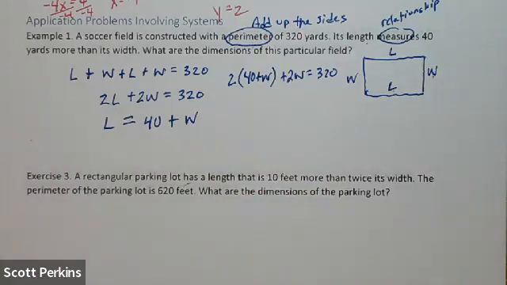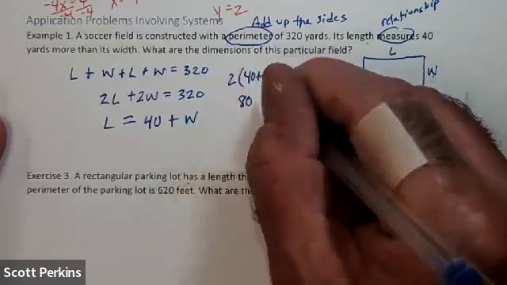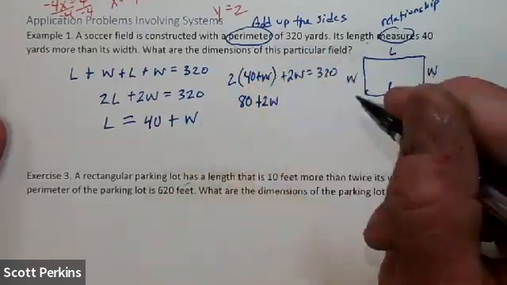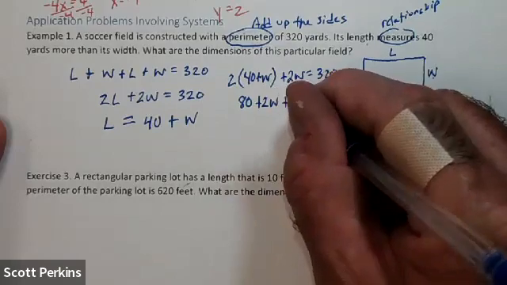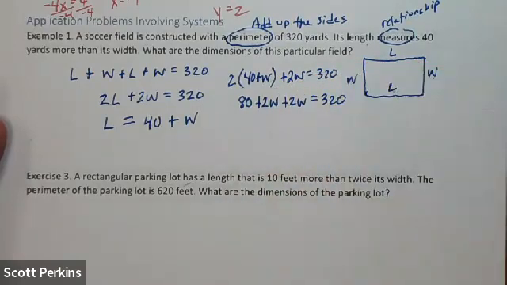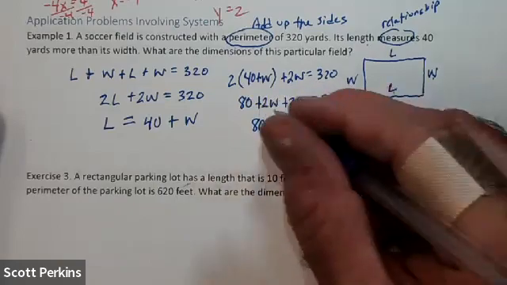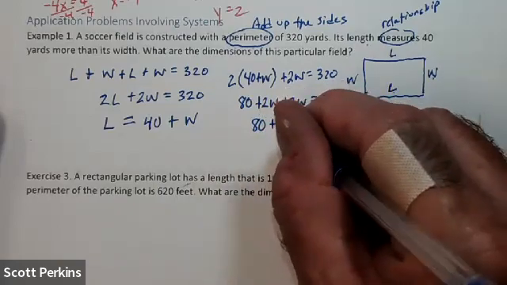And we just did this a few minutes ago. I'm going to distribute. I'm going to collect my like terms. Then I'm going to solve. 2 times 40 is 80. 2 times W is plus 2W. Plus the 2W outside the parentheses is equal to 320. Collecting my like terms, 80 plus 2W plus 2W, that's 4W.